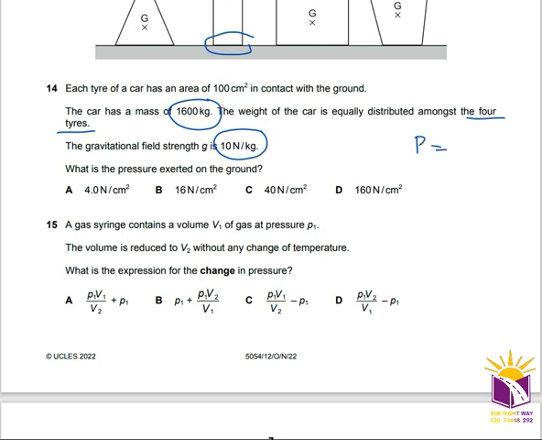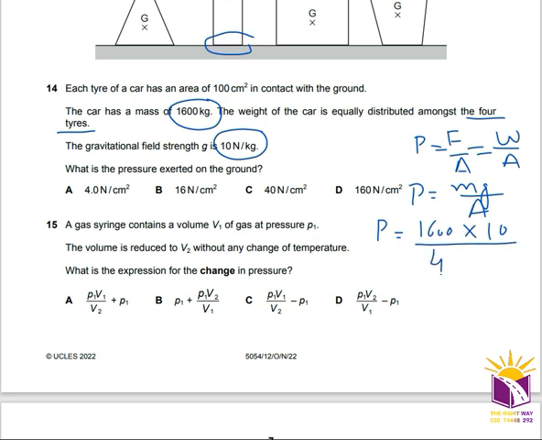Pressure will be equal to force per unit area. Here force will be equal to weight, so it will be weight per unit area. So pressure will be equal to mass multiplied by gravitational field strength divided by area. W is equal to mg. So pressure will be equal to mass 1600 multiplied by 10, and area will be equal to 4 times 100, because 4 tires are in contact with the ground, so our force will be distributed on all the 4 tires. So 4 times 100. 2 zeros cancel out with 2 zeros. 4 times 4 is 16, 4 times 40. So pressure will be 40 Newton per centimeter squared.